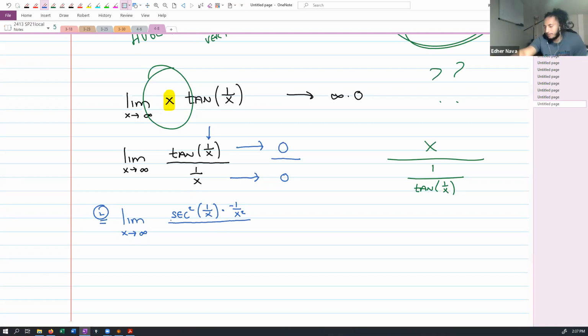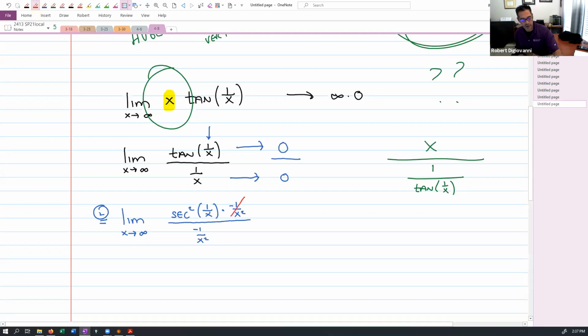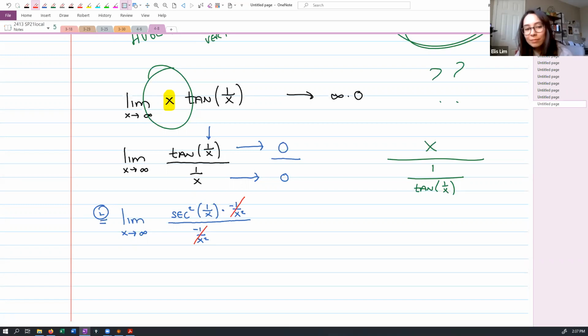Negative 1 over x squared. You get a 1 over x squared again. And oh my goodness, do y'all see what I see? Negative 1 over x squared. You what? Okay. You're right.